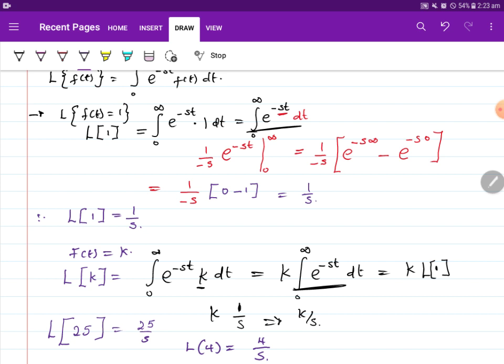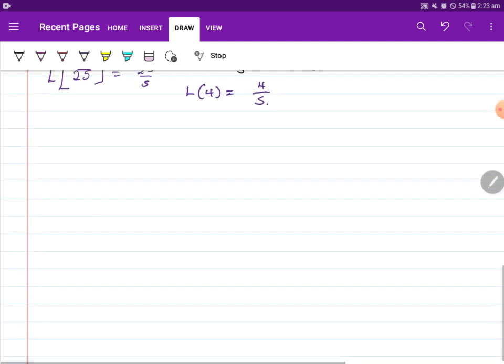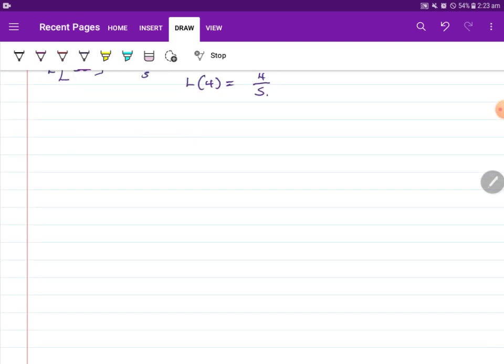But let's try to solve more questions on different functions. This is if f of t is equal to 1, or f of t is equal to any constant. But what if it is an exponential? Find the Laplace transformation of exponential at, meaning f of t is exponential at. According to the definition of Laplace, the Laplace transformation of exponential at is the integral from 0 to infinity of exponential minus st times my f of t, which is exponential at, dt.